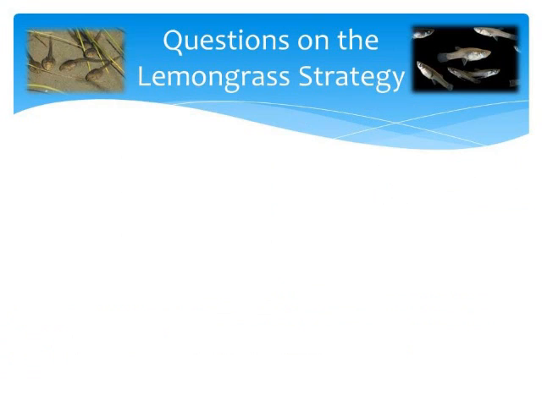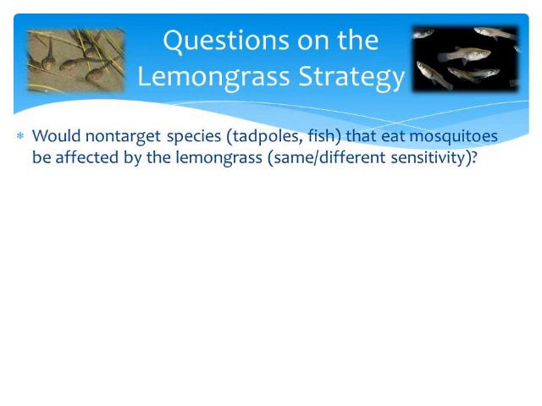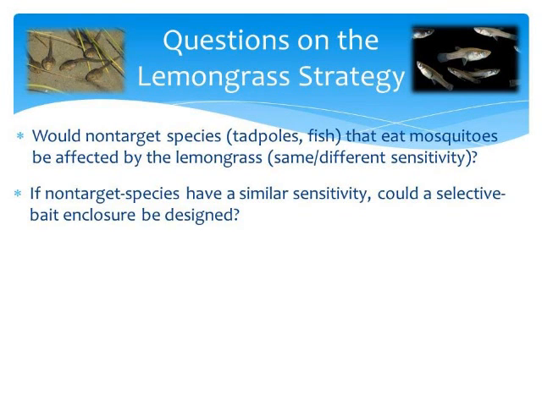So some of the questions we have on the lemongrass essential oil Trojan Horse strategy are, does it affect non-target species like tadpoles and fish? And if it does, is there a differing level of sensitivity so that the lemongrass essential oil could still be used at a level that would not affect these non-target species? Could a bait enclosure be designed so that only the mosquito larvae would be able to obtain access to the lemongrass essential oil Trojan Horse bomb?